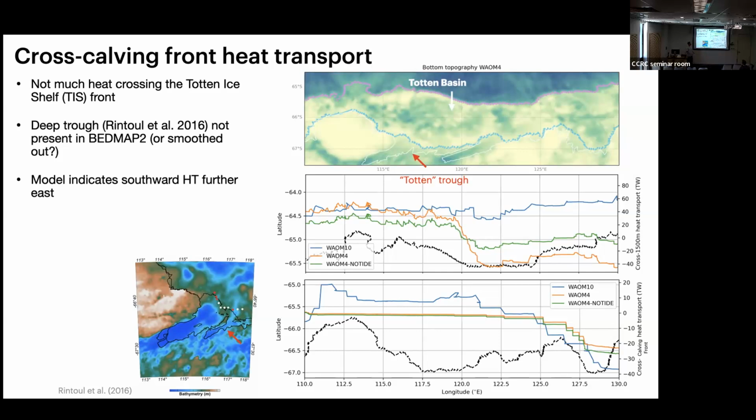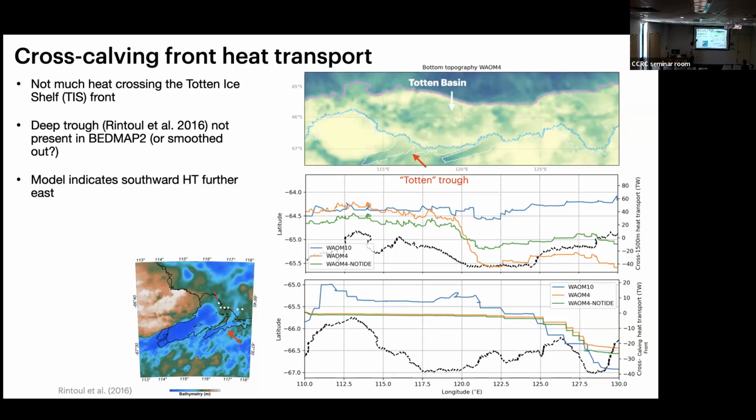It may not be present in the BedMap, which is the source for my topography, or it may be that I have to smooth out my topography a bit because of my terrain-following vertical coordinates. I may end up smoothing out a bit too much, I guess. Anyway, this is a hypothesis so far.